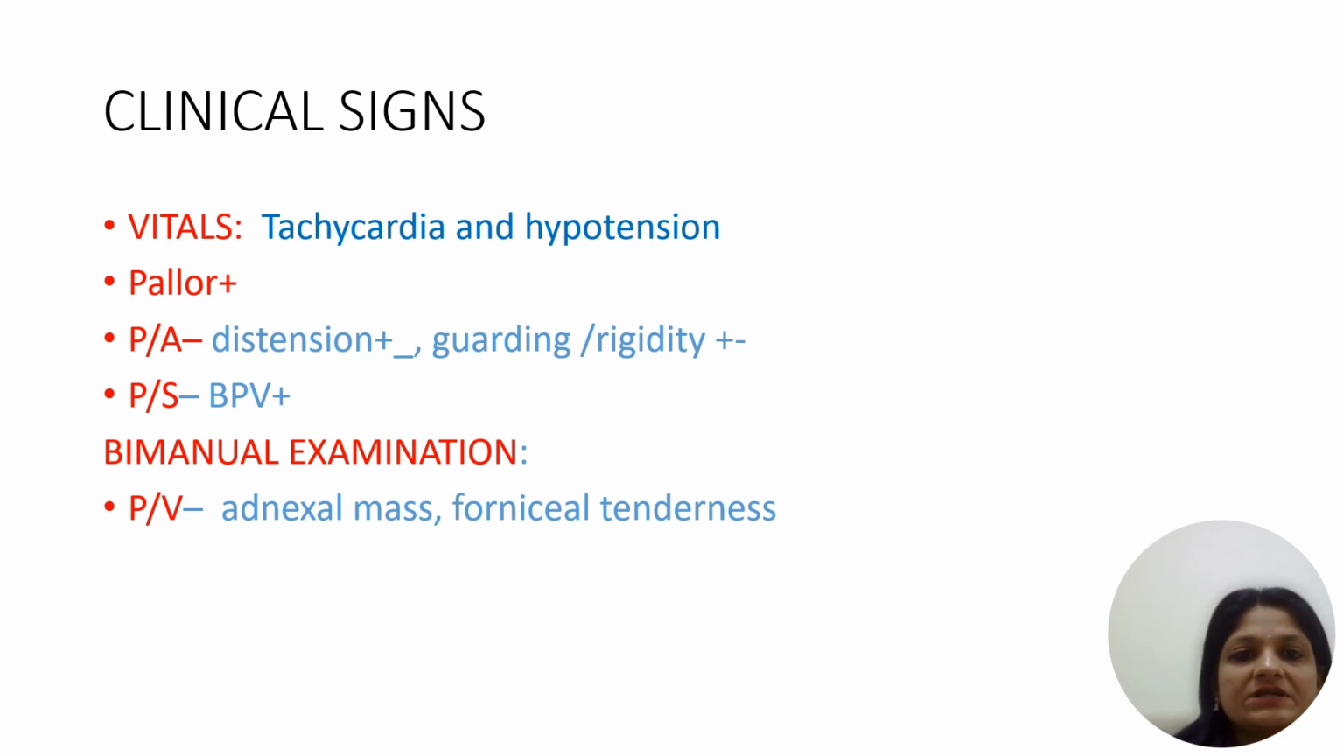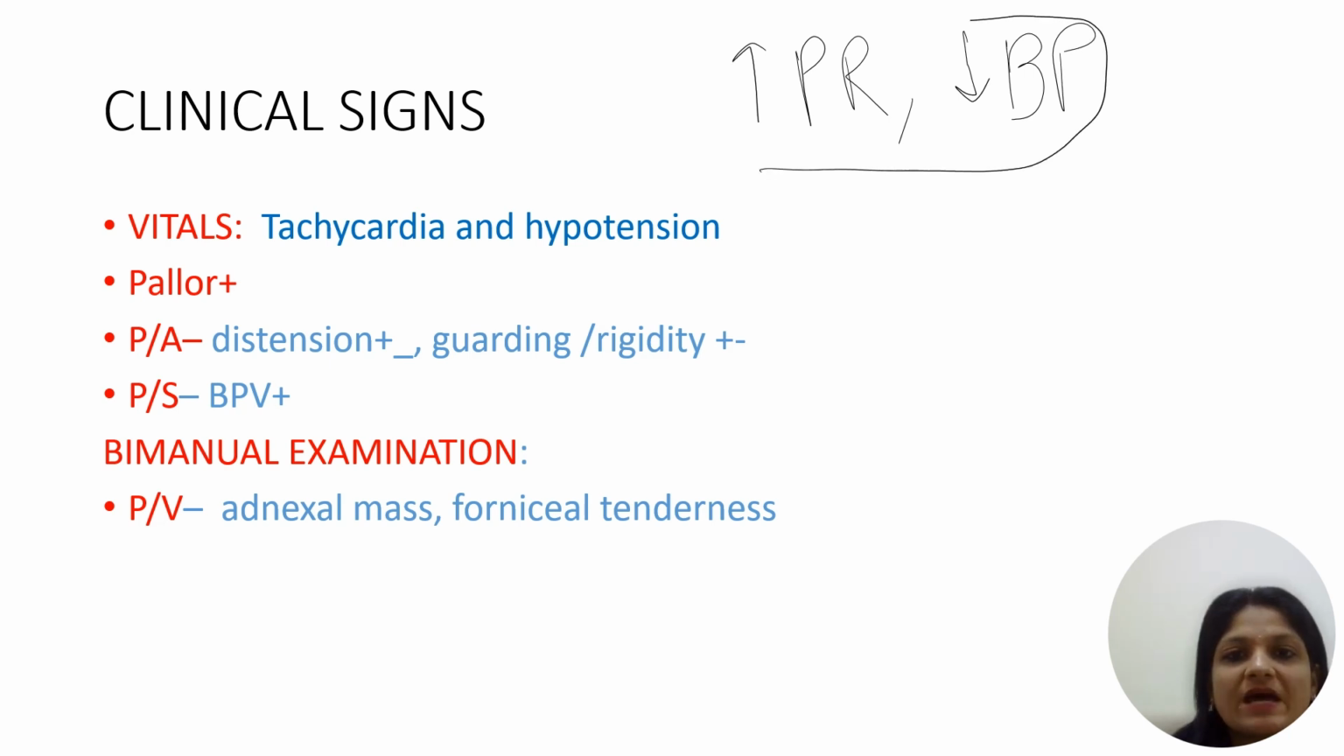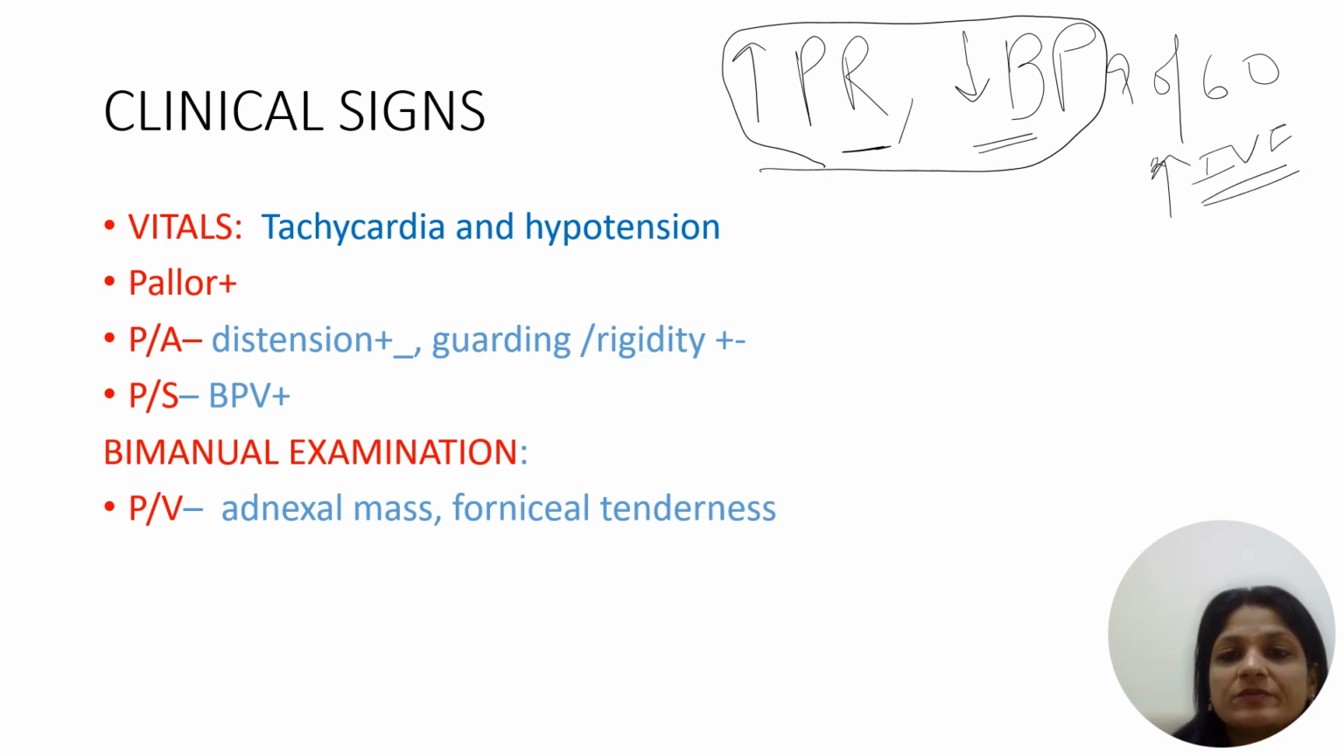So what are the signs that the woman can come to you with? Because of the loss of blood, there will be an increase in the pulse rate and a low BP. When you examine the patient, you will see that she has a tachycardia and her BP is very low, in the range of 90/60, even less than that, 80/60. So you have to immediately resuscitate the woman. Immediately give her IV fluids, followed by arrangement of blood.